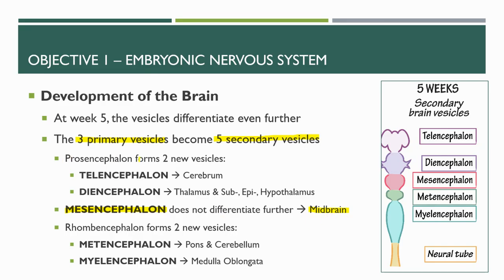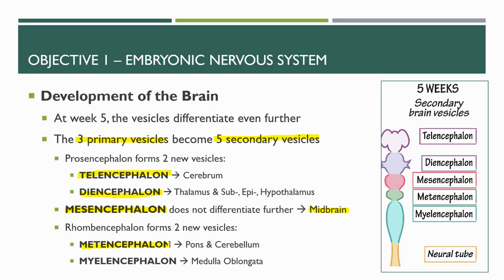But the prosencephalon actually continues to differentiate and forms 2 new vesicles. We have the telencephalon, and that's going to become the largest part of your brain, the cerebrum. And then we have your diencephalon. Now, we actually still use the term diencephalon, so even in the adult brain, the diencephalon is still called the diencephalon. And so we have the diencephalon, which consists of anything related to the thalamus. So we have the thalamus and the hypothalamus. There's also what's called the subthalamus and the epithalamus. And then the rhombencephalon is going to form 2 new vesicles.